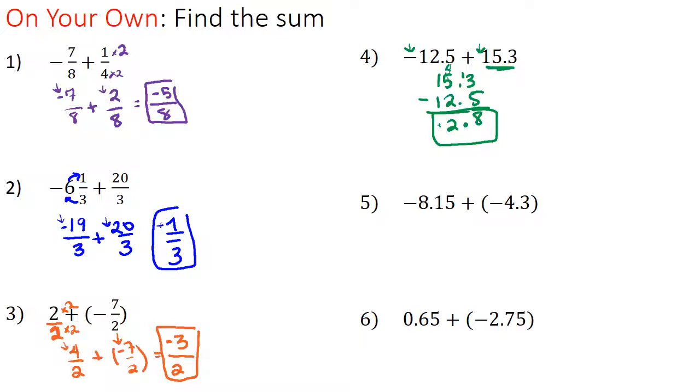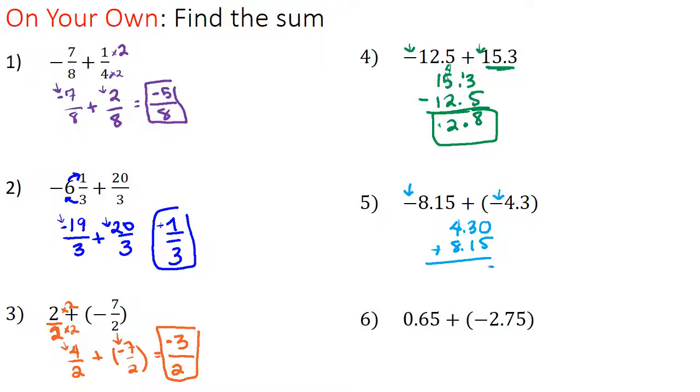Then for negative 8.15 plus negative 4.3, because they are both negative, that means we're just going to treat this like regular addition. So we have 4.3 plus 8.15, and when we see this, we can see our decimal places are lined up, which means we can fill in this hole right here with a 0.